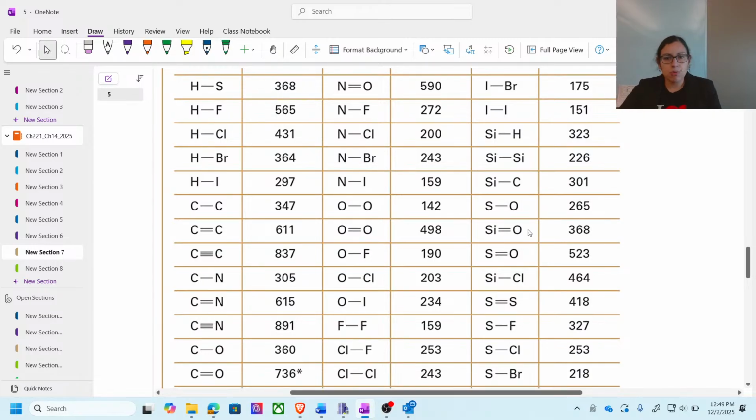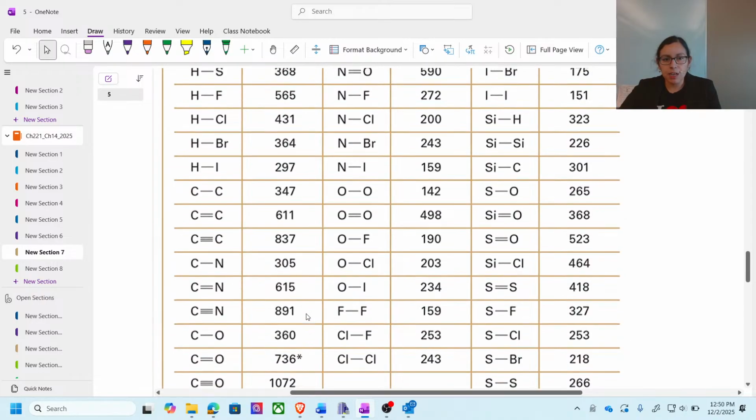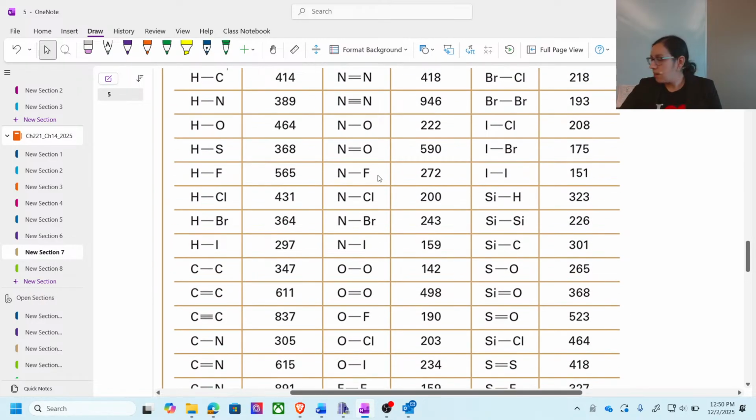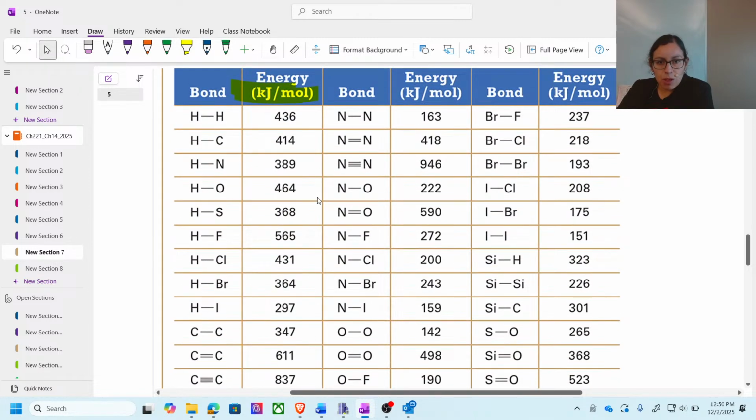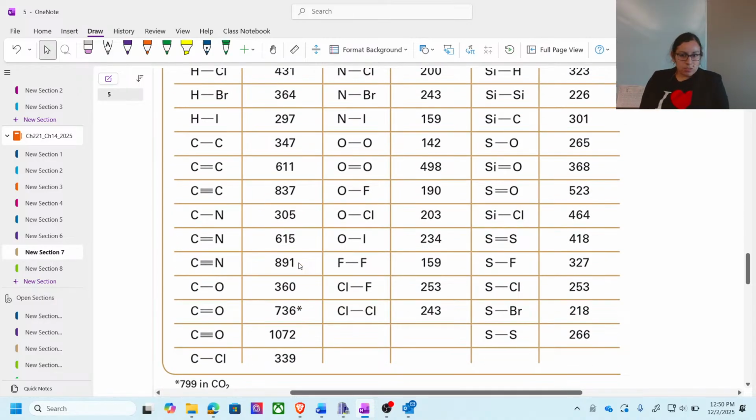Silicon oxygen, pretty strong bonds. Something else to note: oxygen is a pretty good thermodynamic sink for elements. I think I've said that a few times, that a lot of our metals are found as oxides, so very common. That's also thermodynamically favorable, and you can just see that in the bond strength. All right, so we'll stop there on that note.